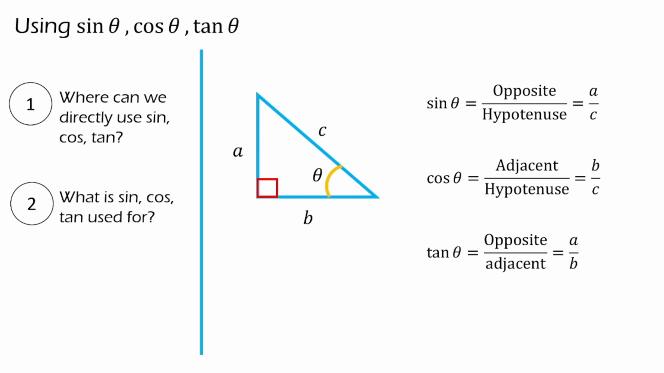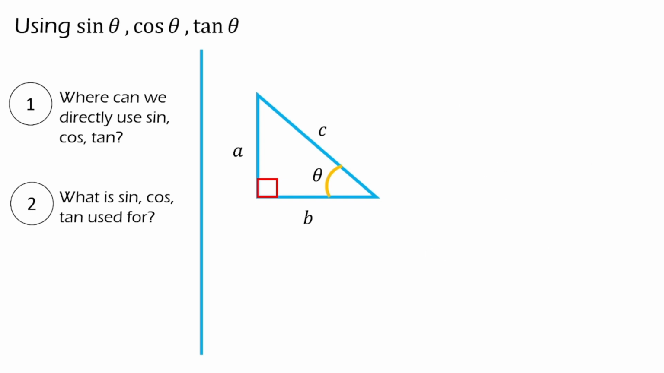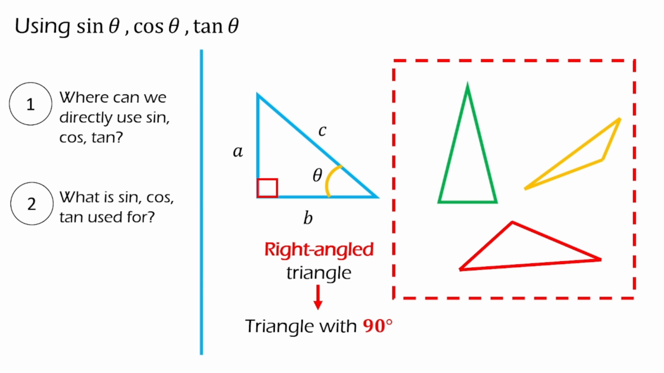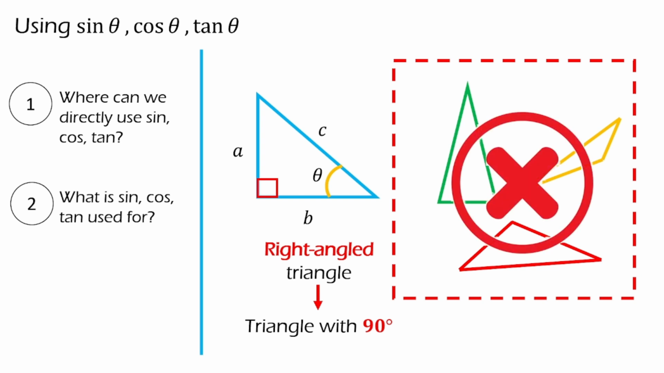Answering the first question, Sin Cos Tan can be directly used on a triangle with a right angle, which means a triangle with 90 degrees. So please remember that. A triangle such as this one, which doesn't have any 90 degree angle, we cannot directly use it. It has its own set of formulas to calculate its length and its angle.